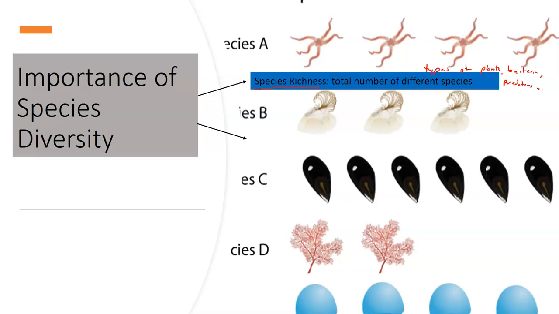It's like amongst our plant kingdom in an ecosystem, do we have lots of different types of plants? Amongst our bacteria, do we have lots of different types of bacteria? Do we have bacteria that can fix nitrogen for us?